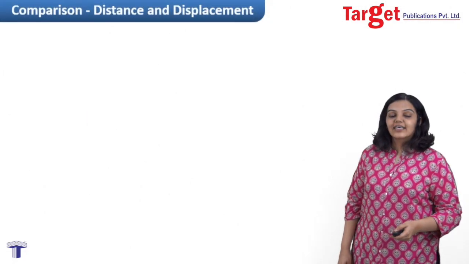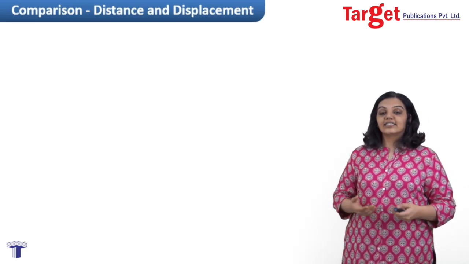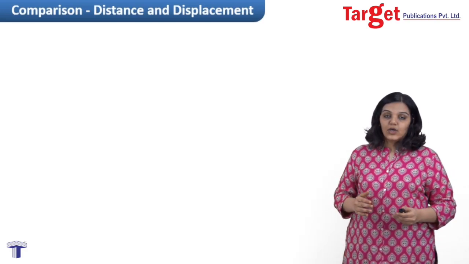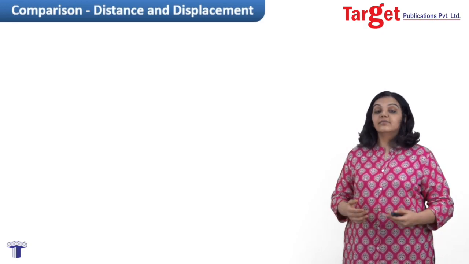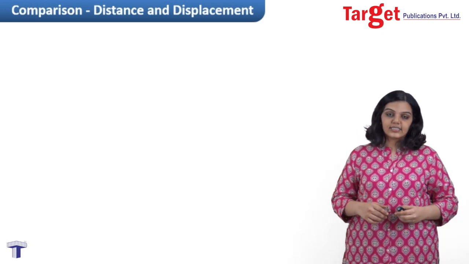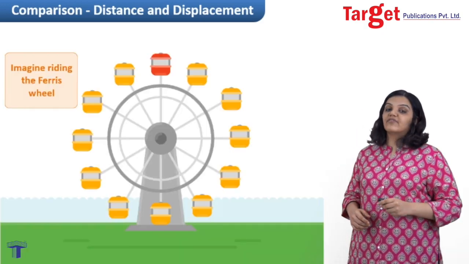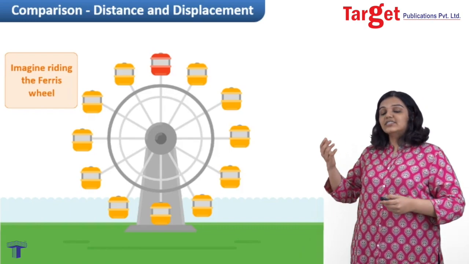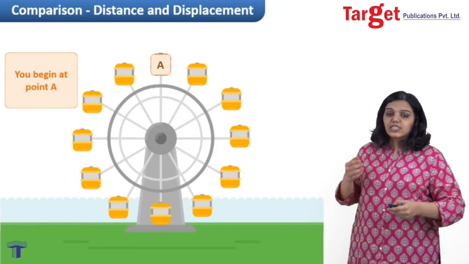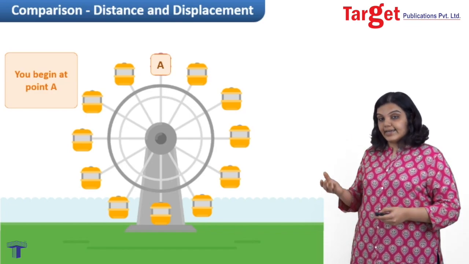Hello everyone. After understanding what distance and displacement are individually, we will now understand the comparison between these two different quantities. Let's understand this with the help of an example. Imagine you are sitting on a giant wheel. Initially, of course, you will be at some point A.